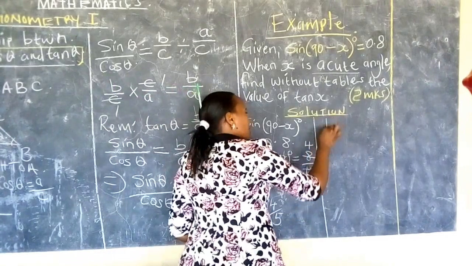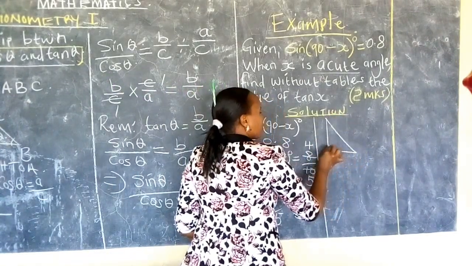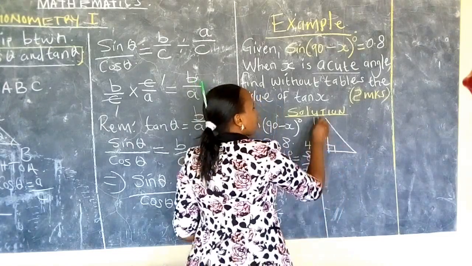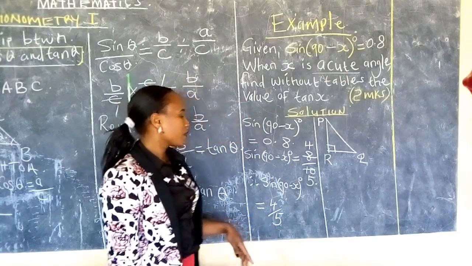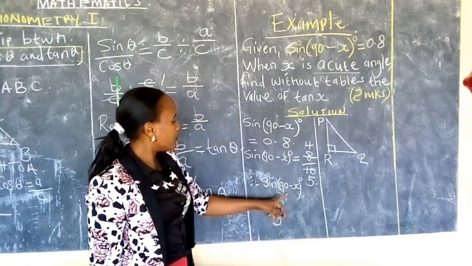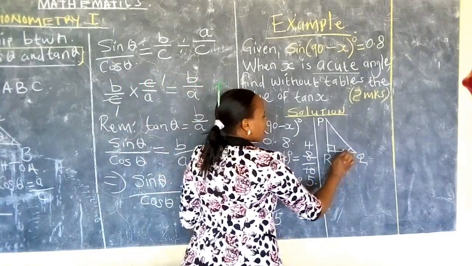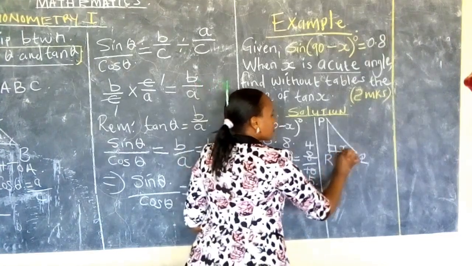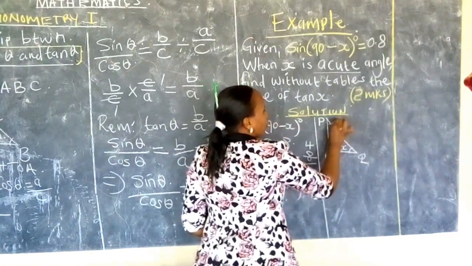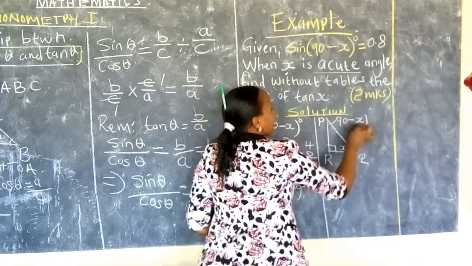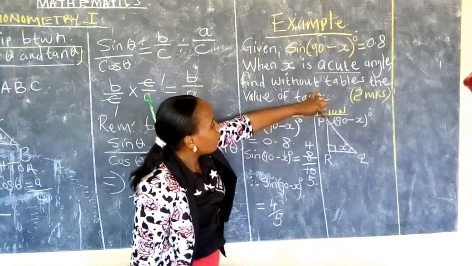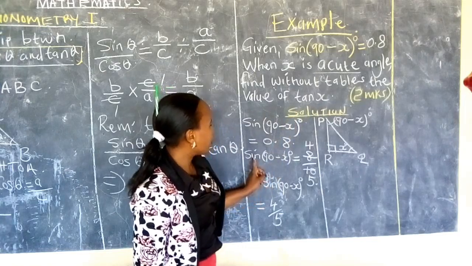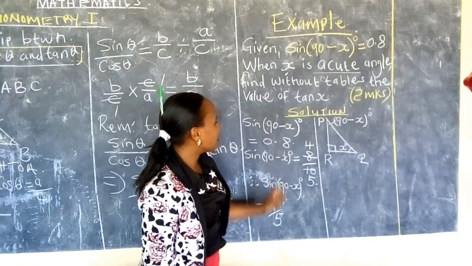Now, we have learned that in a right-angled triangle, maybe you can call it P, Q, and R, angle P, Q, and R. Now, if this angle is x, then this other angle will be 90 minus x degrees. Now, what are we given? We are given the sine of 90 minus x degrees.